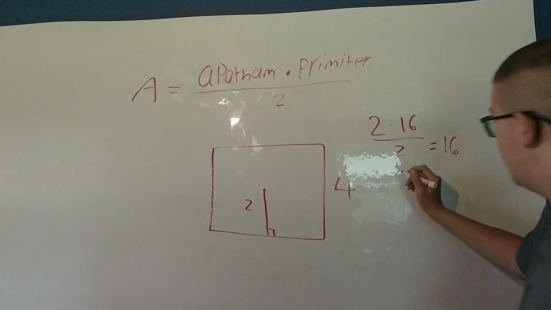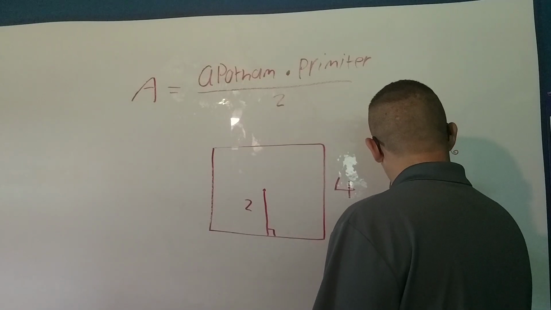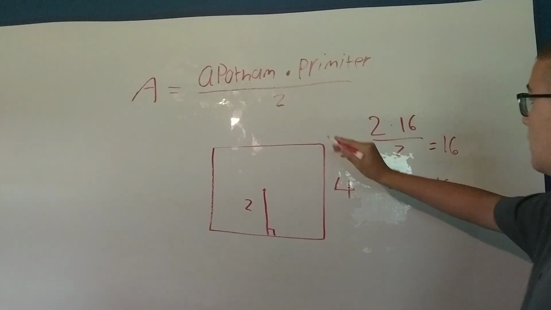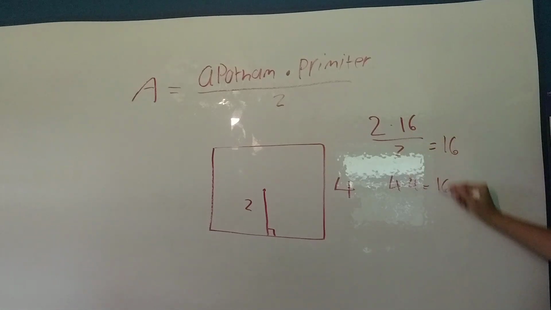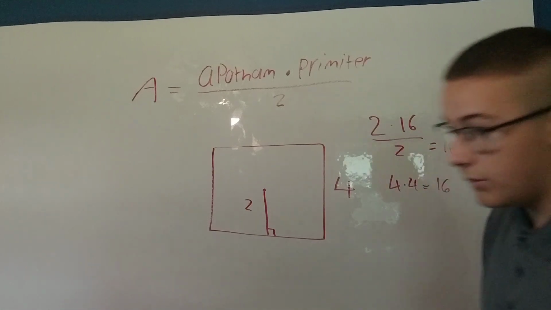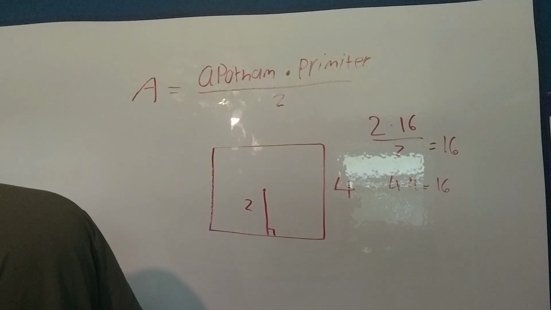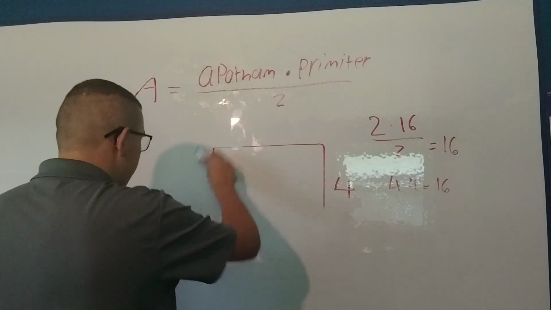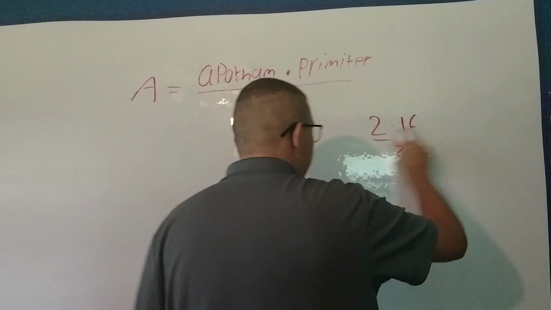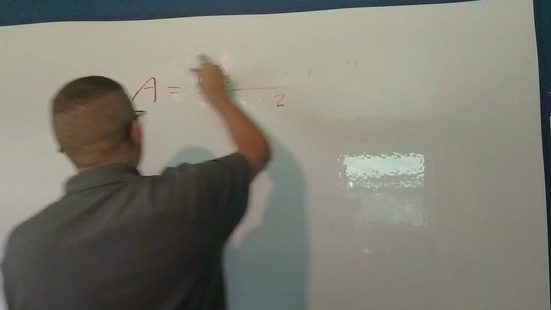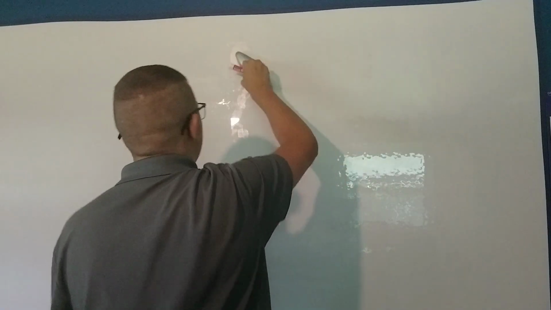So no matter which way we prove it, base times height, or apothem times perimeter over 2, we get 16 units, right? So now that we know this formula works, let's move on to something a bit more difficult. And you know what, I'm going to come up with my own examples here, so they might not work out perfectly, but that's fine.